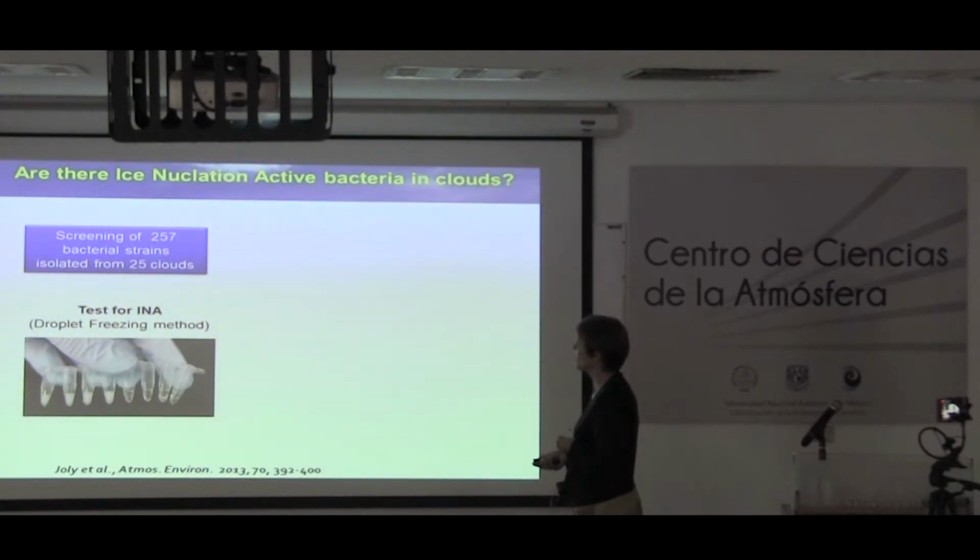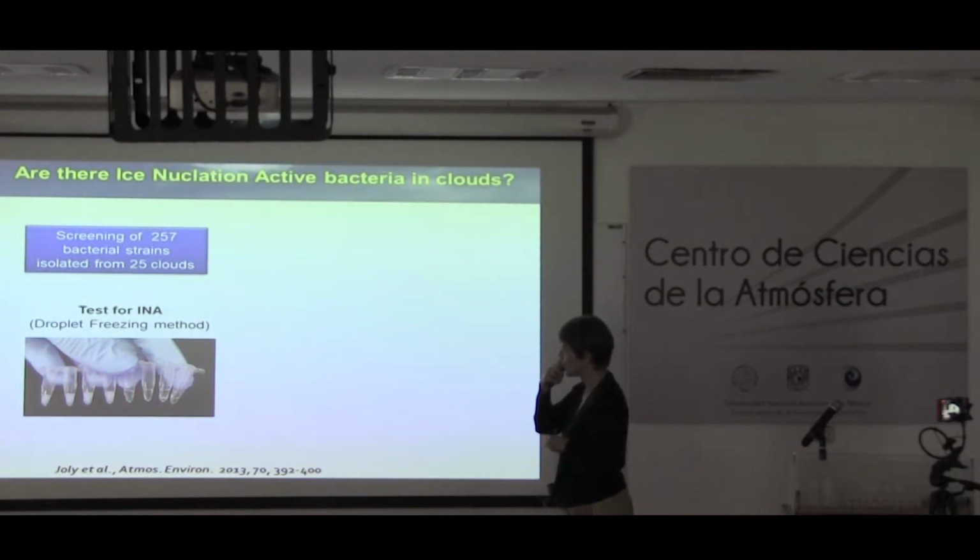cells. Okay, so when we started this work, we knew that these bacteria were present on the phyllosphere. We knew that they could be present in snow and rain, but nobody screened bacteria for that. So we did screening in the lab. We started from the isolate, so at that time we had this number of cells. Now we've done much more, but it was in 2012, yeah.